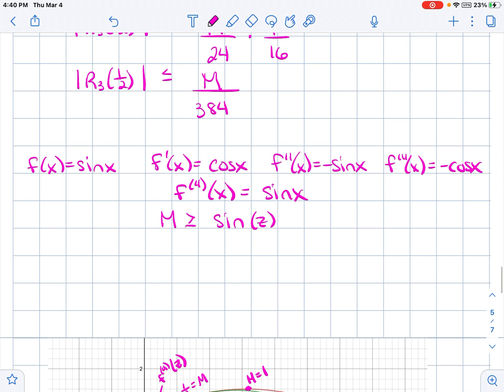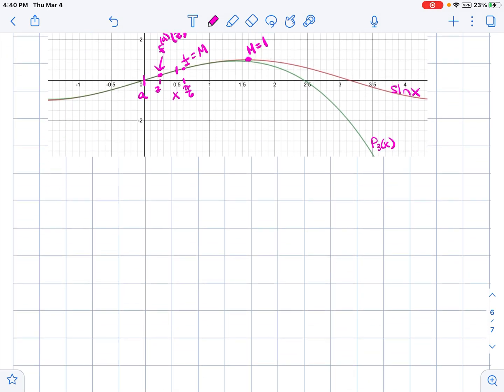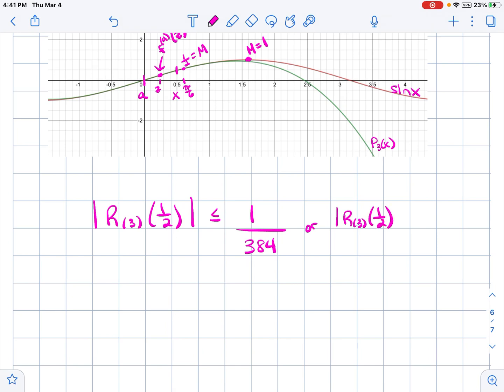All right, so where we left off was we were saying that the remainder is less than or equal to whatever value we chose for m over 384. So let's go play around with that a little bit. So the remainder for plugging in 1/2 is less than or equal to, and I'm going to do both of them. I'm going to choose 1 over 384, or 1/2 over 384, which would be 1 over 768.